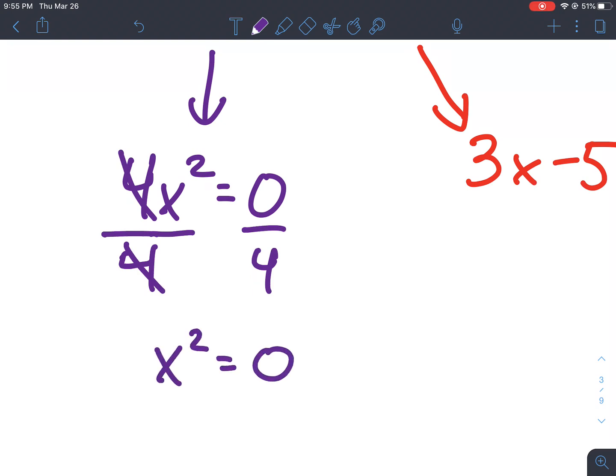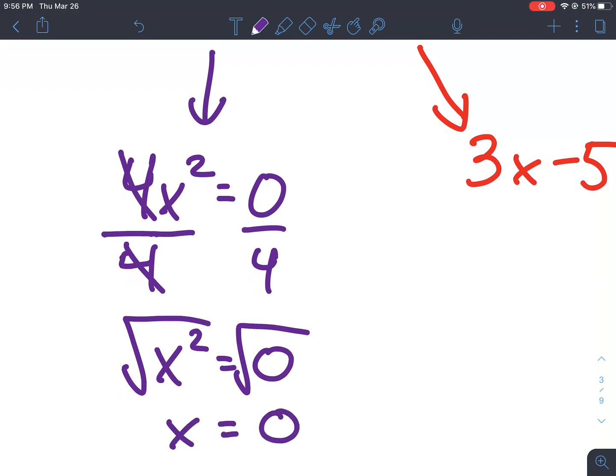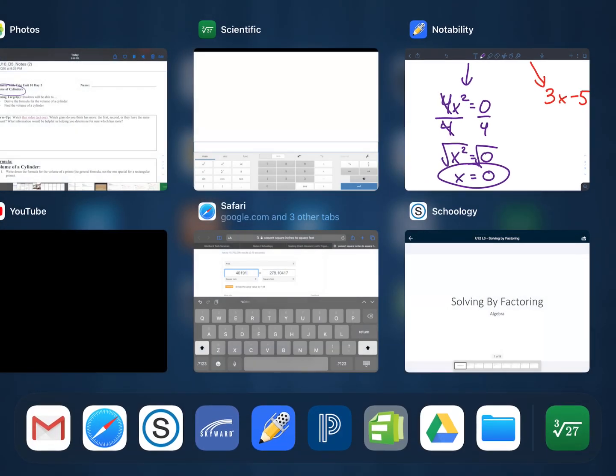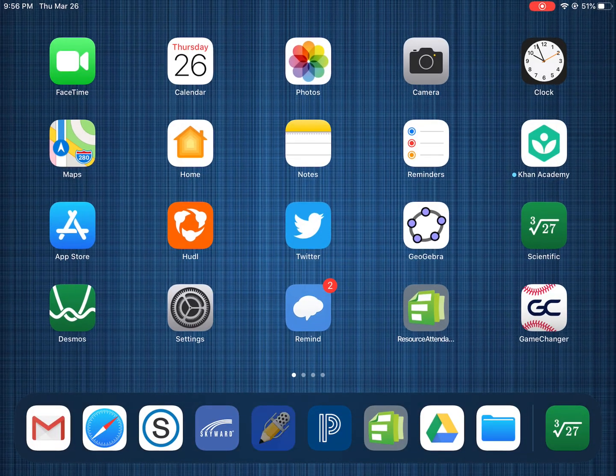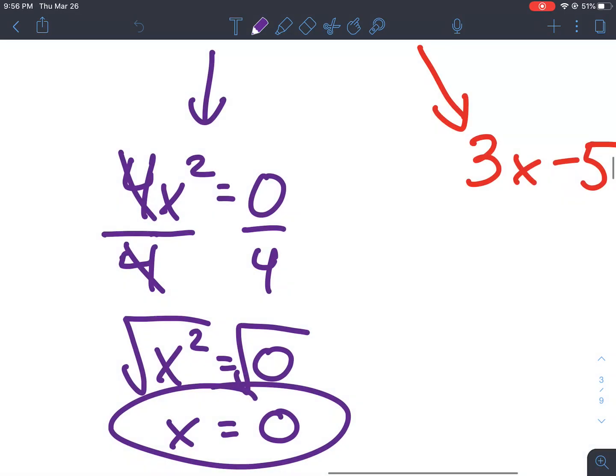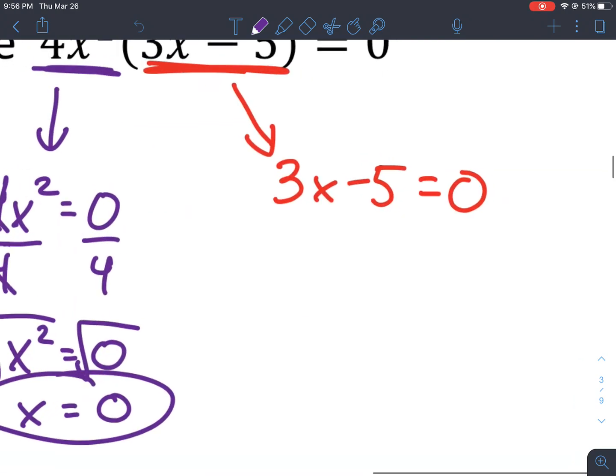0 divided by anything is still 0. And if we take the square root of x squared, we get x. And if we take the square root of 0, that stays as 0. Okay. And looks like Notability is having a bit of an issue here. Let's try this again. There we go.